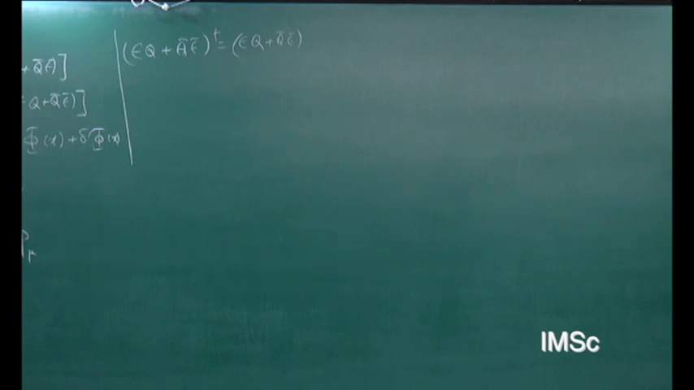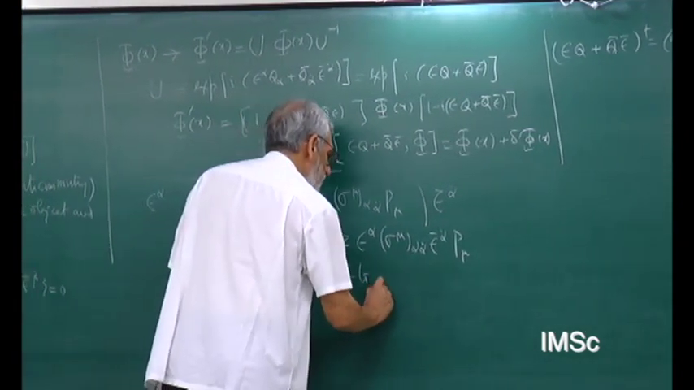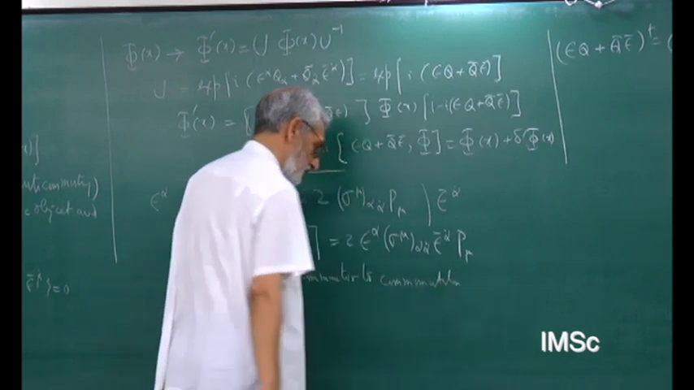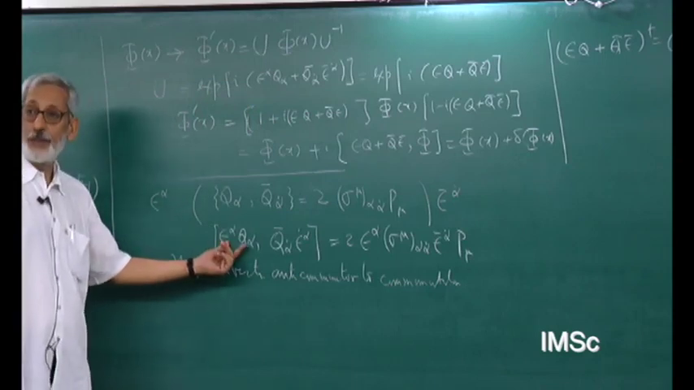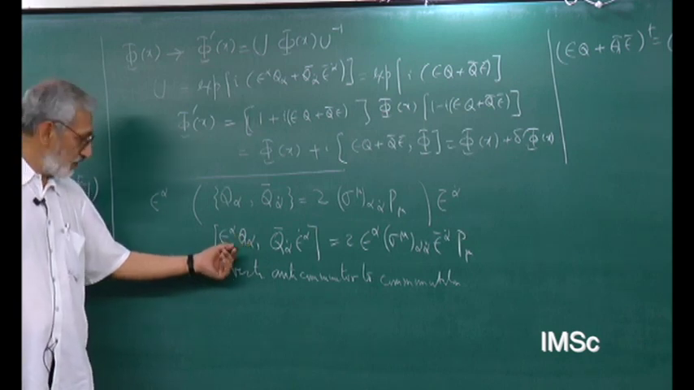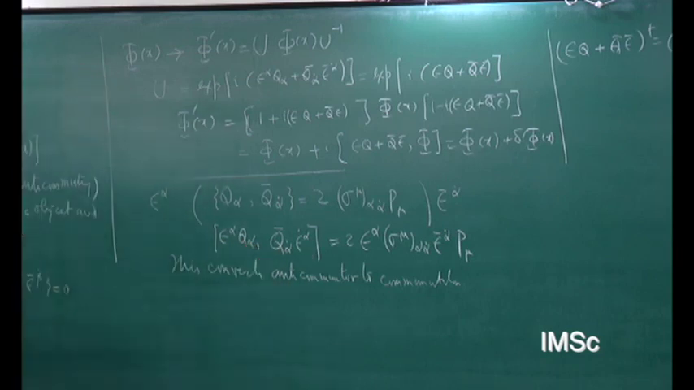All right. So this converts the anti-commutator to a commutator. Fair enough, because epsilon times Q is a Lorentz scalar. It's a fermion, it's a fermion, so this is a bosonic object. For bosonic objects, we must prescribe commutators.